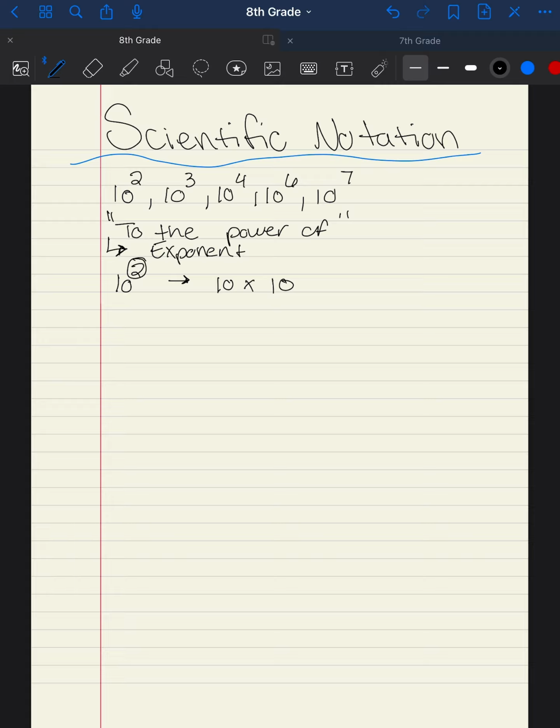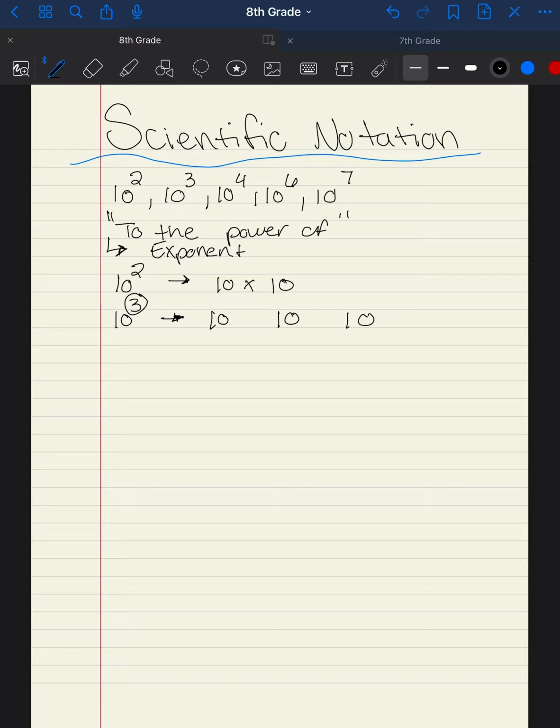Now, this 2 is called an exponent. This 10 is called the base. Now this 2 is telling you how many times does 10 occur? 2. Do we have 2 tens? 1, 2. Yes, we do. Now, let's say I change it up. Let's say I do 10 to the power of 3. It's asking me how many tens occur? 3. 10, 10, and 10.